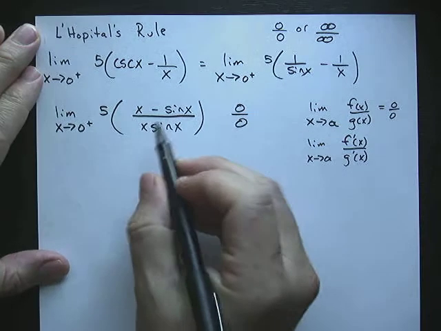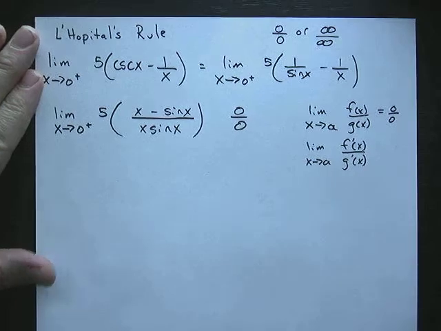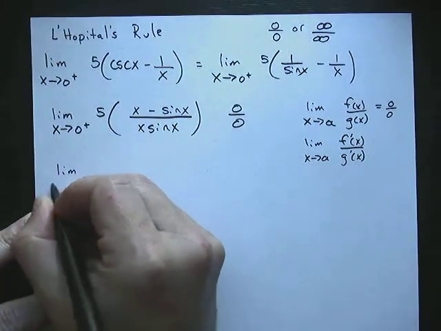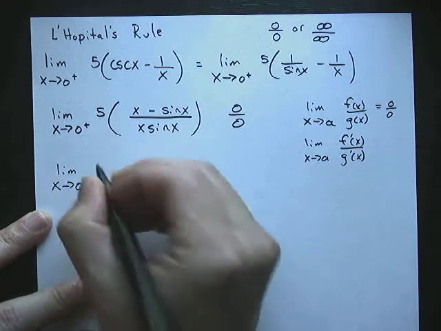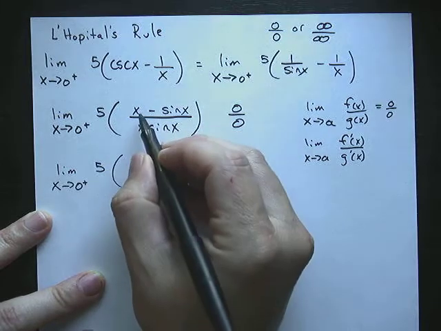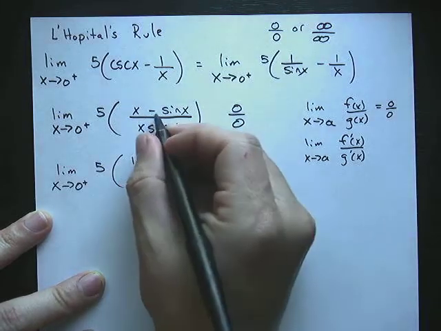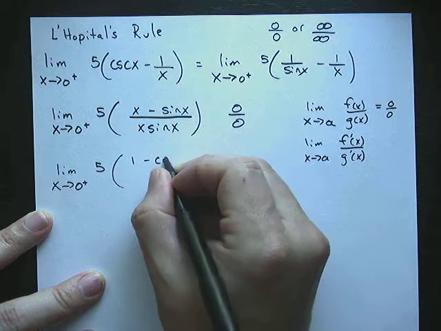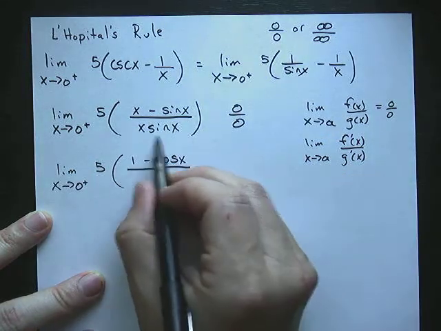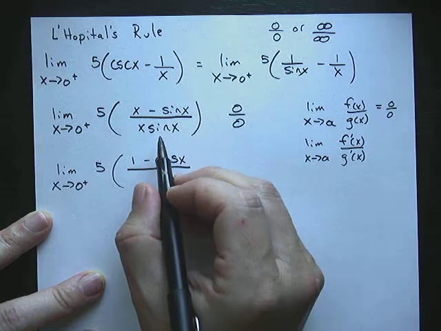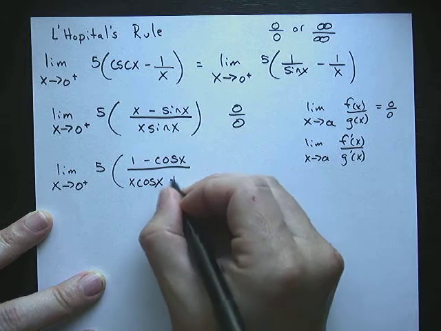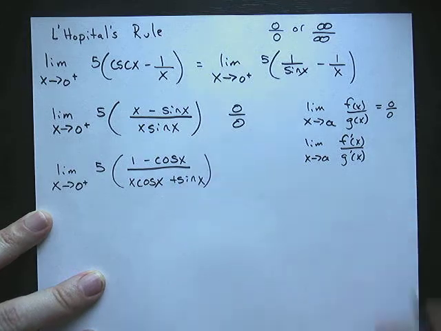So again, not using quotient rule on this. That's a common mistake. We are taking the derivative separately from top to bottom. So when we do that, let's go ahead and write down the 5, since that's just a constant sitting out front. We're not going to mess with it. And then the derivative of x is 1. The derivative of negative sine is negative cosine. That takes care of the top. Now the bottom. This is product rule on bottom. So that's going to give us x cosine x plus sine x with product rule.